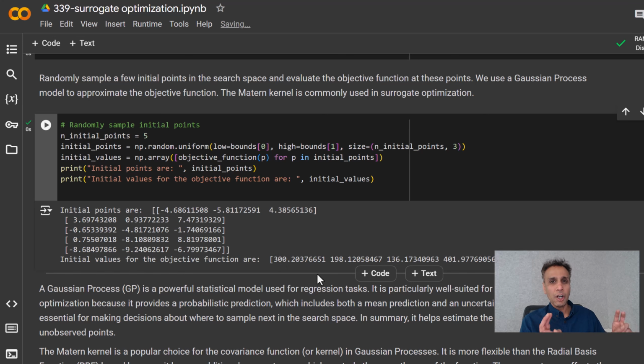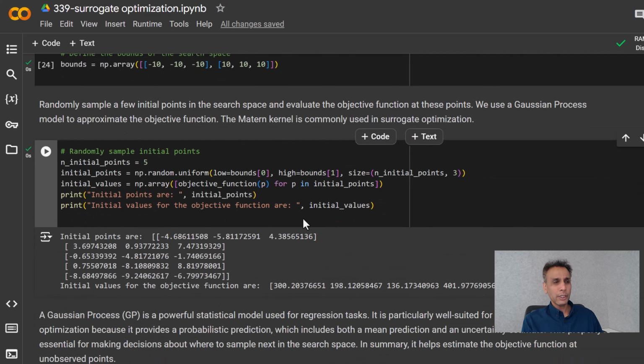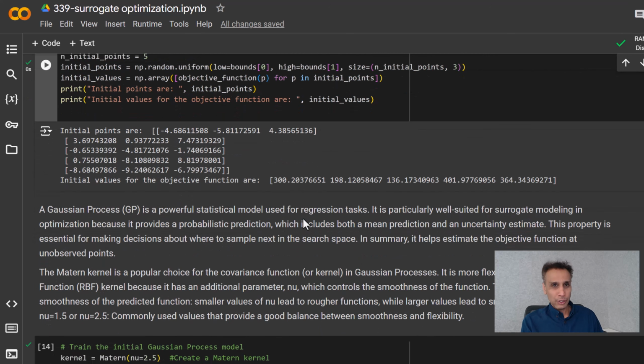Again, this is just the cost function value. 198, 136, 401, 364. If these are the options that are given to me, I would pick the 136 one, which is 1, 2, 3, right? So probably the third one here as the solution, but obviously that's not the right solution. Our right solution is 4, 5, and minus 6. So we need to work. We need to earn our lunch here. We need to work to get the right solution.